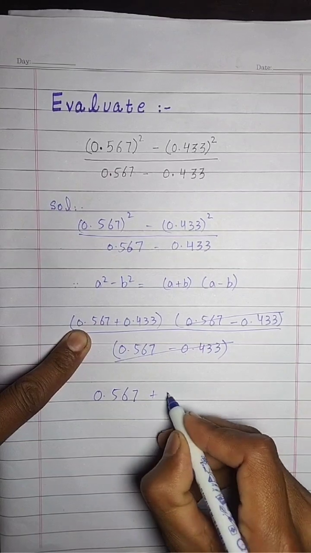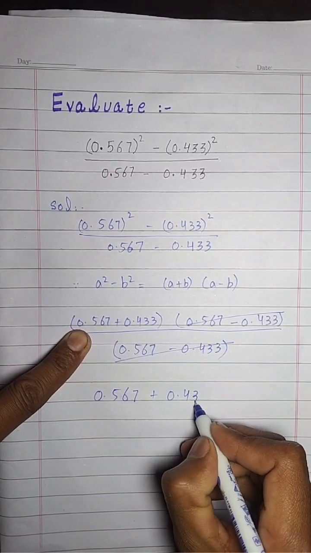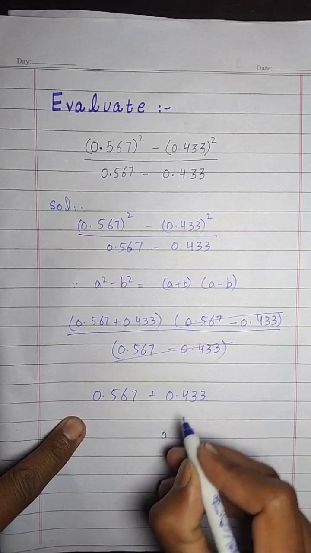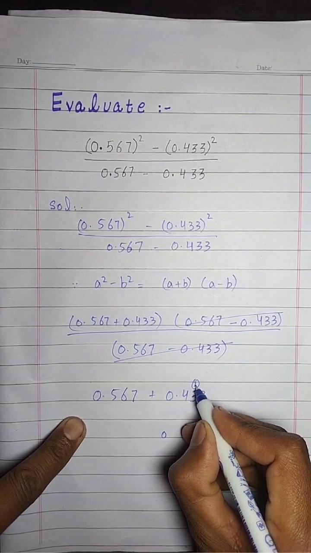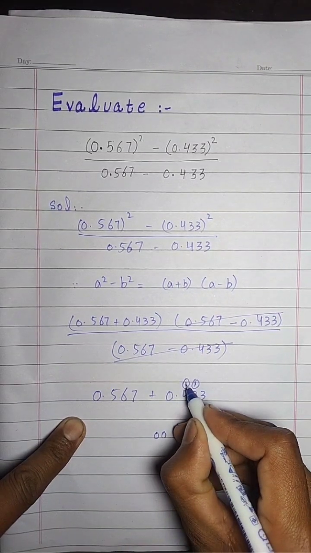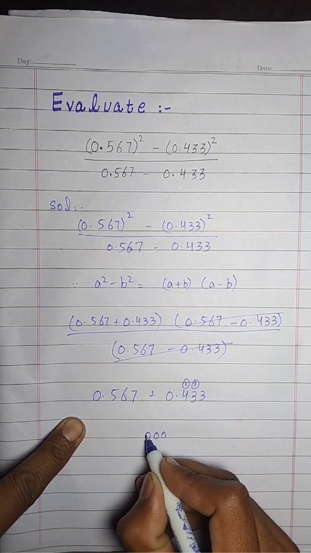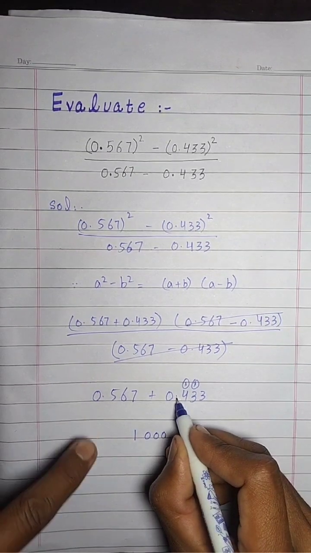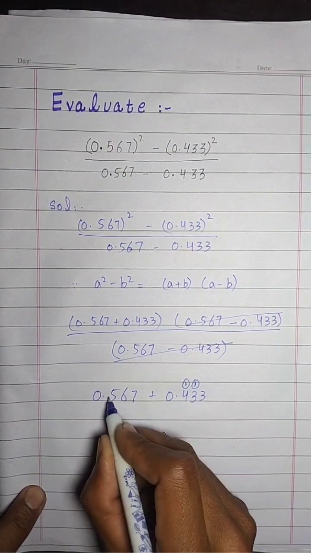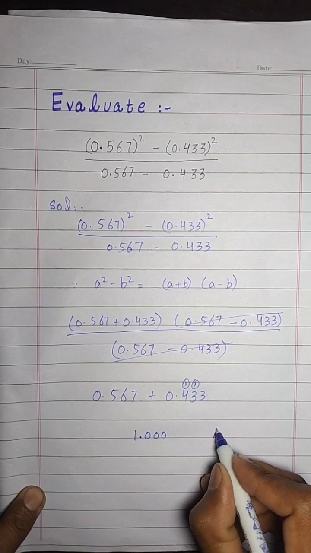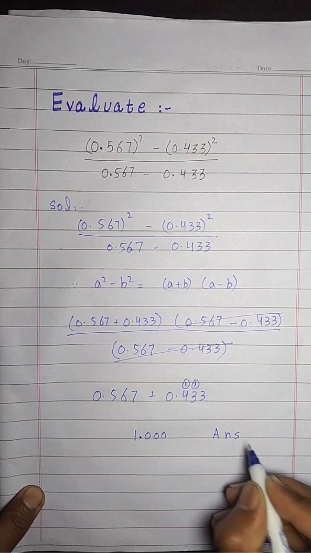0.567 plus 0.433. By adding: 7 plus 3 is 10, 0 and 1 carry; 6 plus 3 is 9, plus 1 is 10, 0 and 1 carry; 5 plus 4 is 9, plus 1 is 10. Students, after the decimal 3 digits, again here 3 digits, so the final answer is 1.